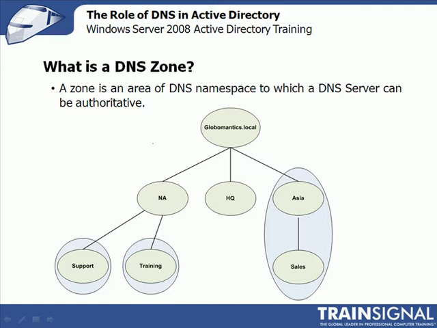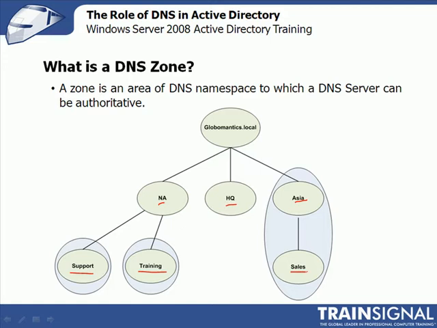Okay, so here you'll see that we have a whole hierarchy drawn out. And you'll notice I've switched now from globalmantics.com, which would be the external internet facing portion of the Globalmantics Corporation, to globalmantics.local, which is what we're going to use for our internal Active Directory namespace. So you're already starting to see the first signs here of how this associates with Active Directory. But here we have globalmantics.local, which could be broken down into subdomains of North America, headquarters, and Asia. And inside North America, we might even have a subdomain for support and training, and in Asia, one for sales.